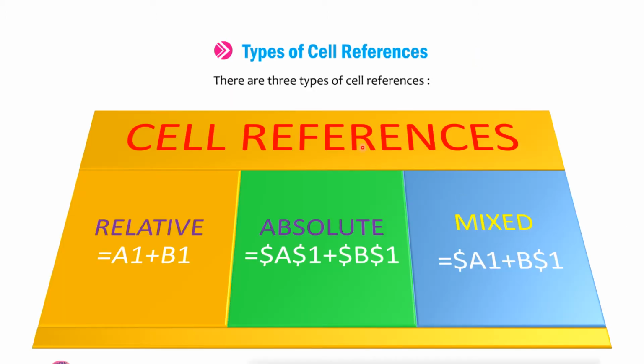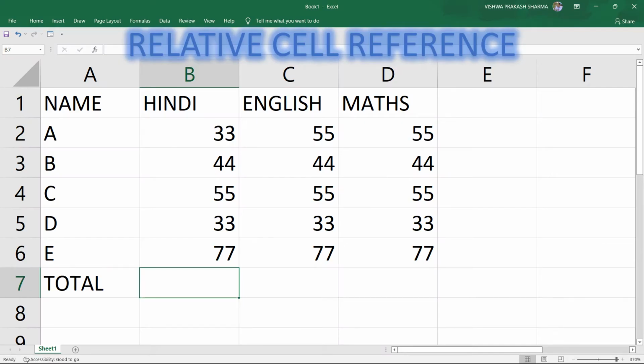Now, types of cell references. We have three types of cell references. First is relative, second is absolute, and third is mixed. We will learn in detail what these three types of cell references mean. First of all, we will understand the relative cell reference.